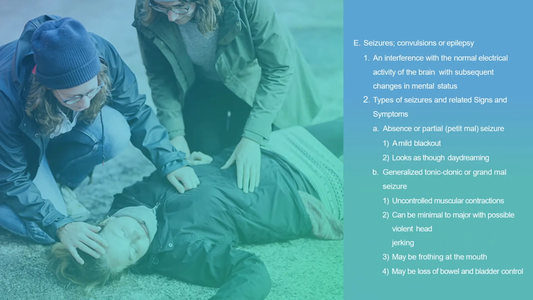Seizures, convulsions, or epilepsy. An interference with the normal electrical activity of the brain with subsequent changes in mental status. Types of seizures and related signs and symptoms. The absence or partial petit mal seizure. A mild blackout. Looks as though daydreaming. Generalized tonic-clonic or grand mal seizure. Uncontrolled muscular contractions. Can be minimal to major with possible violent head jerking. May be frothing at the mouth. May lose bowel or bladder control.